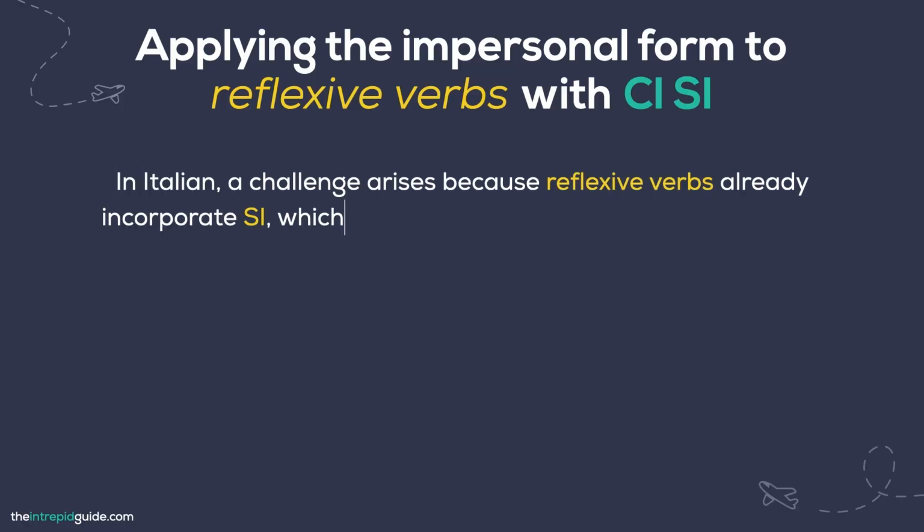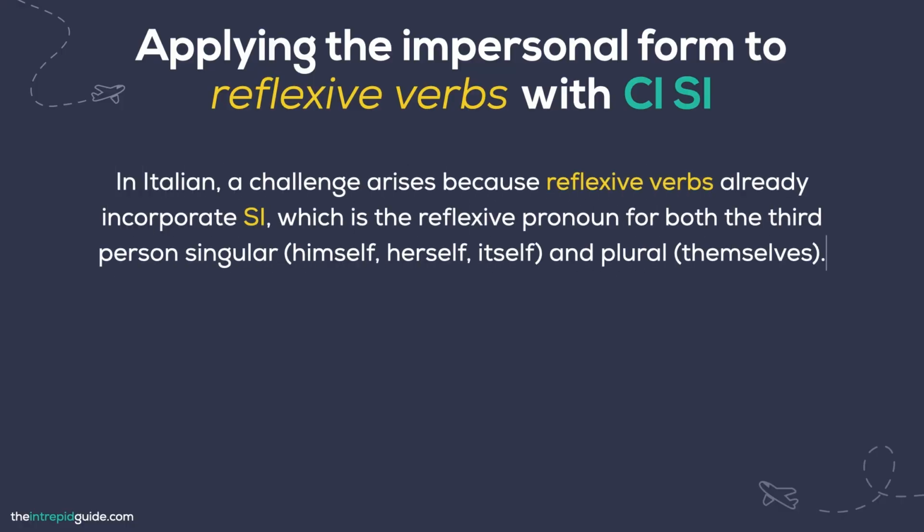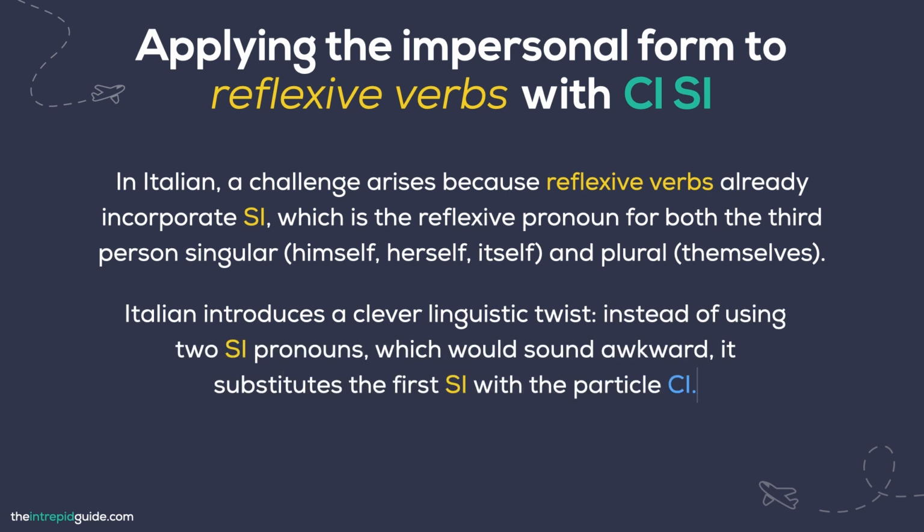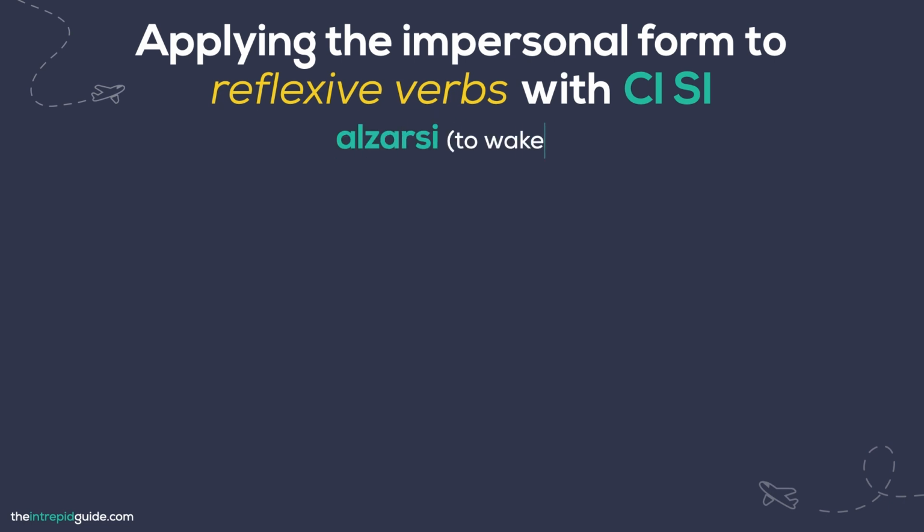In Italian, a challenge arises because reflexive verbs already incorporate si, which is the reflexive pronoun for both the third person singular, himself, herself, and itself, and the plural, themselves. That's why when aiming to generalize an action to people in general, Italian introduces a clever linguistic twist. Instead of using two si pronouns together, which would sound a bit awkward, it substitutes the first si with the particle ci.